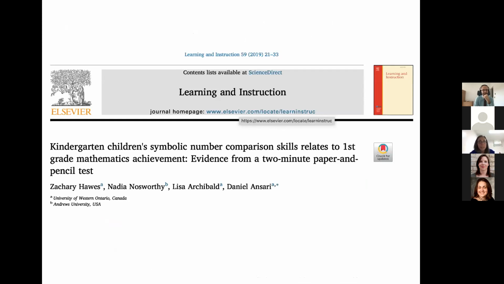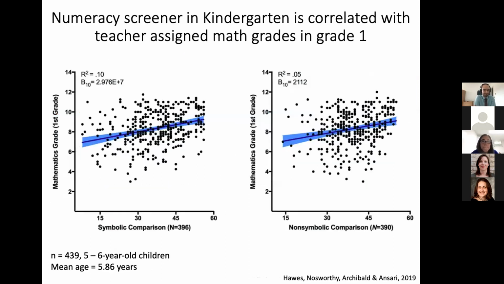In a follow-up study, Zach Hawes explored whether the Numeracy Screener, assessed in a younger sample of children, specifically 5- and 6-year-old children who are in kindergarten in Canada, was associated with teacher-assigned math grades 1 year later. And what they found was that both conditions, again, were correlated with teacher-assigned math grades. So on the x-axis, you have the total number of items correct on both the symbolic on the left and the non-symbolic conditions on the right, and teacher grades for mathematics on the y-axis.